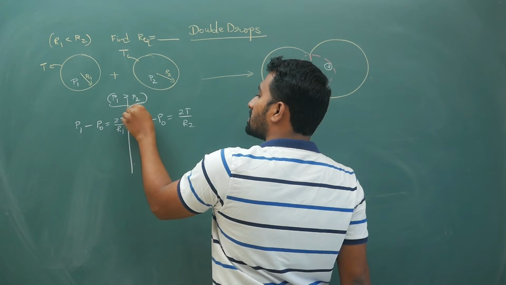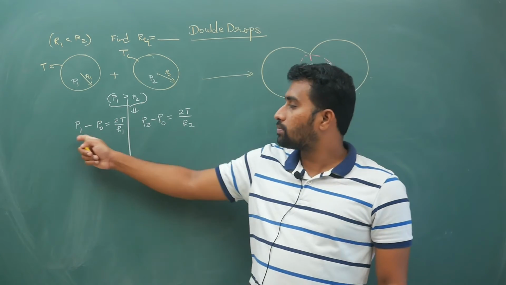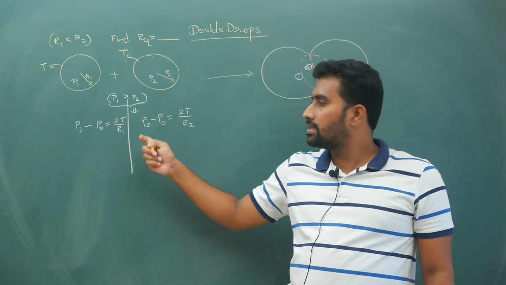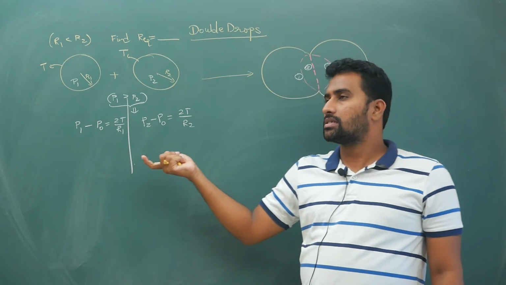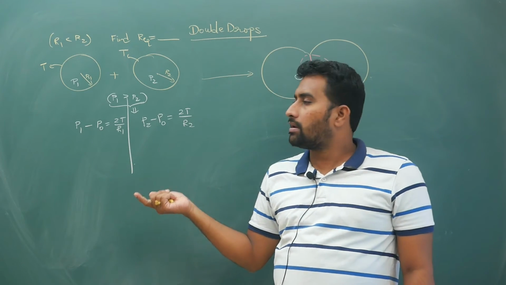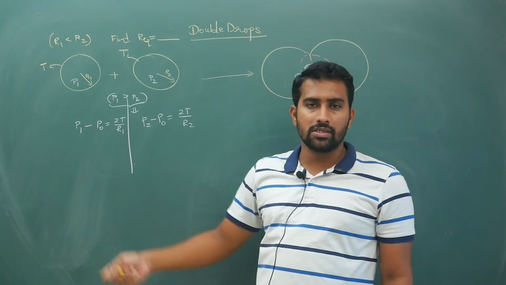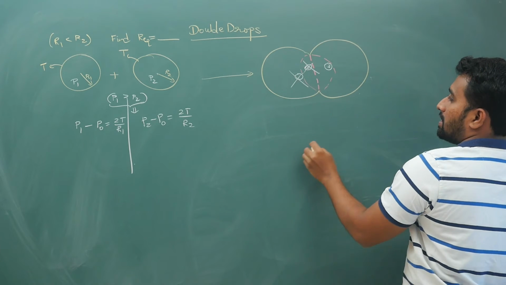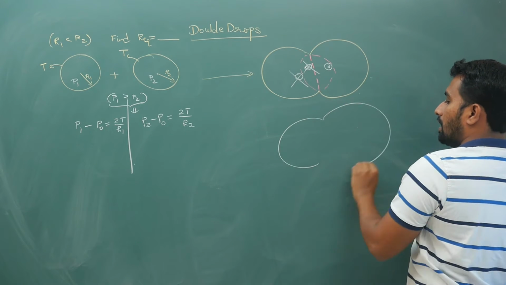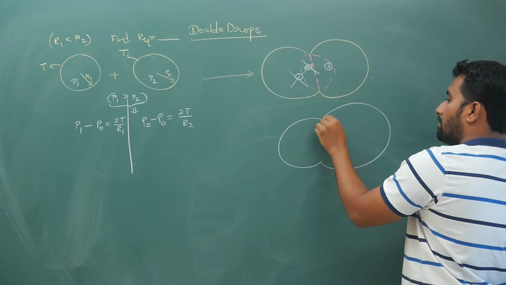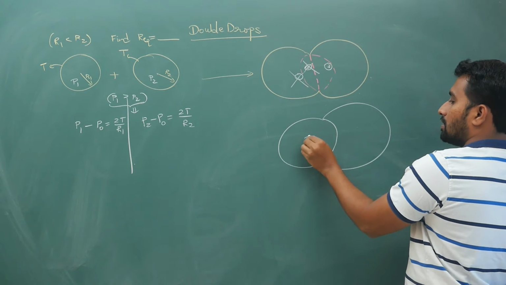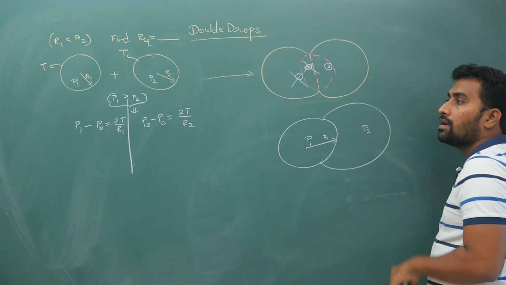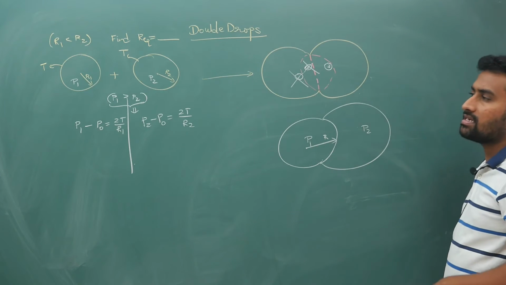Why? From these equations. Because R1 is small, P1 is more. R2 is big, P2 is small. If you have a smaller number in the denominator, obviously you will have a bigger number on the LHS. So here P1 is more, so obviously this will not be the case. Finally you will have some shape like this at the interface. This side you will have P1, this side you will have P2. Here the radius will be some R. The equivalent radius of curvature is R.